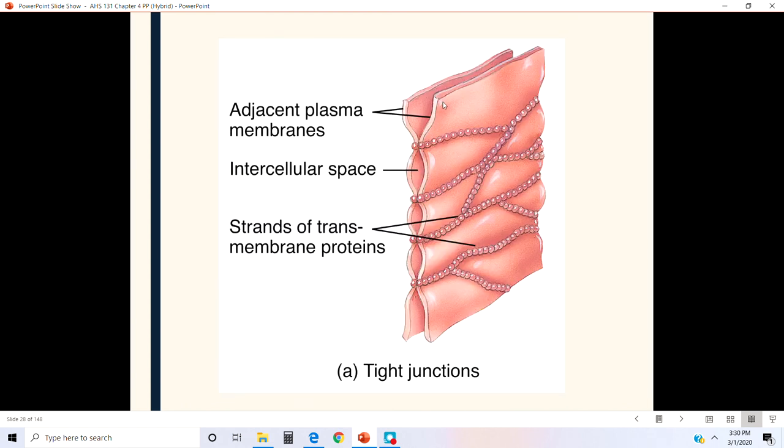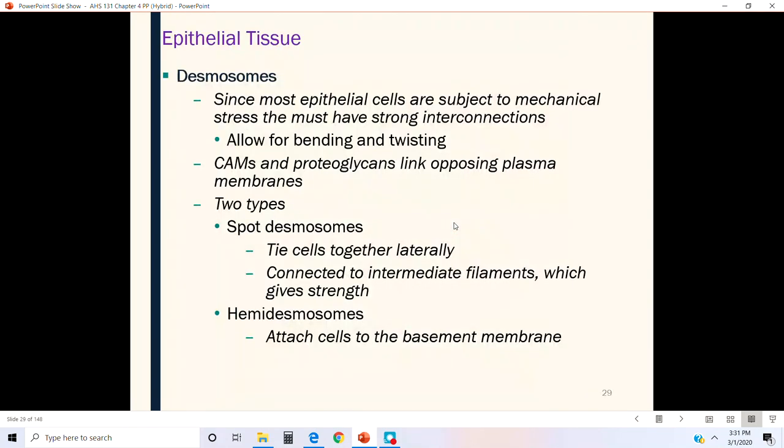Here's another textbook. They're not showing the adhesion belt on this one, but they're showing the cell membrane on the left, the cell membrane on the right, and all these transmembrane proteins, these junctional interlocking proteins. Again, like I said, it reminds me of stitching. If you ran a garment through a sewing machine, you would get all the stitches. All right, so this is known as a tight junction.